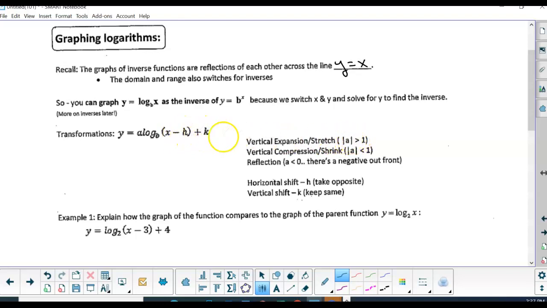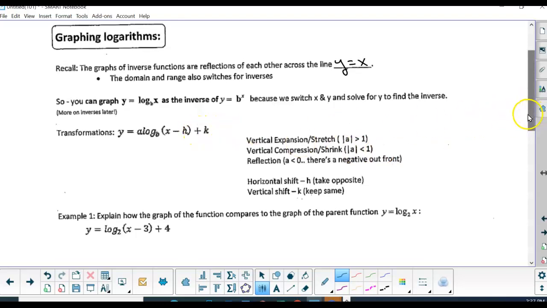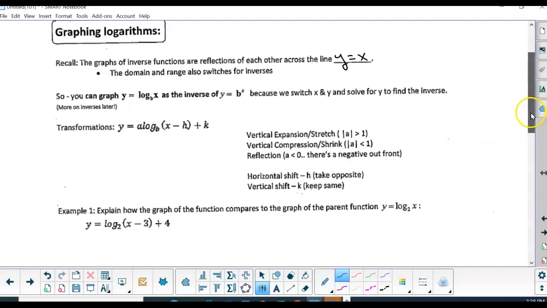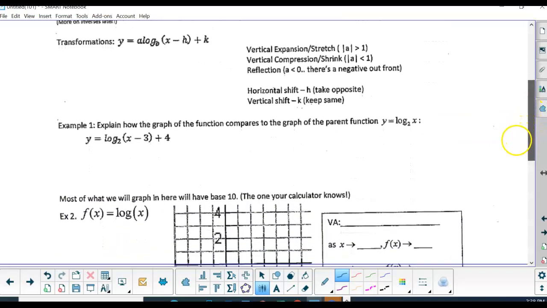We have our friend H here, which moves it horizontally, across the x-axis. You take the opposite. So remember, H is sneaky. It goes opposite. K kicks it up, kicks it down, so that raises it up and drops it down lower. All right, so when we're graphing the log, it's the inverse of the exponential. Remember, for the exponential, our asymptote was on the x-axis, or along the horizontal, depending on what K is. In this case, it's going to be on the vertical when we do the log, so we'll go up and down the y-axis.